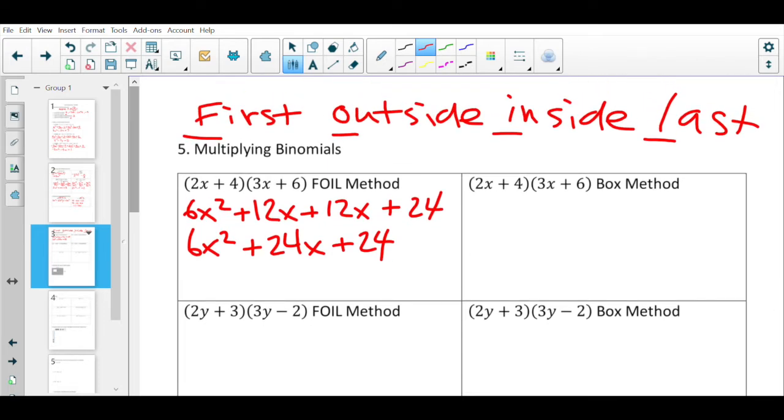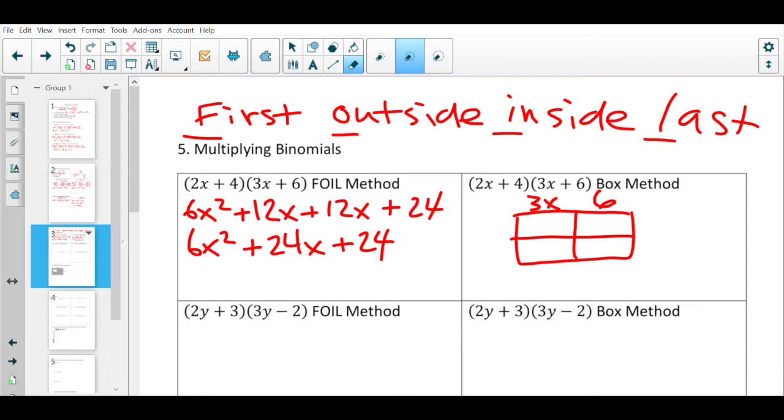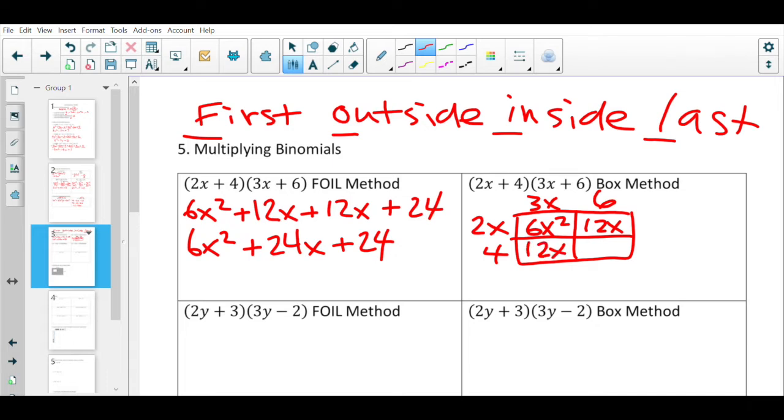Let's try the same one, box method. So 2x and 4 and 3x. Let me give myself a little bit more room here. 2x and 4 and 3x and 6. Let me line this up better so it makes sense. That's 2x and 4. So 2x times 3x is 6x squared. 2x and 6 is 12x. 4 times 3x is 12x. And 4 times 6 is 24.